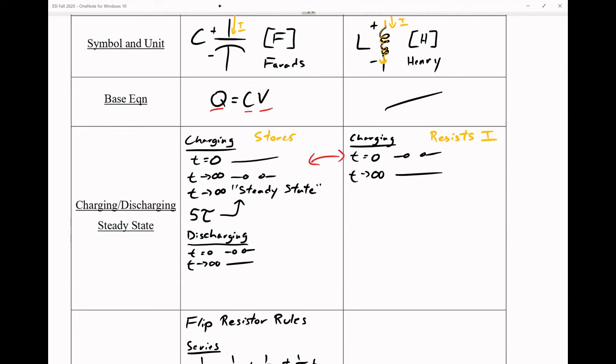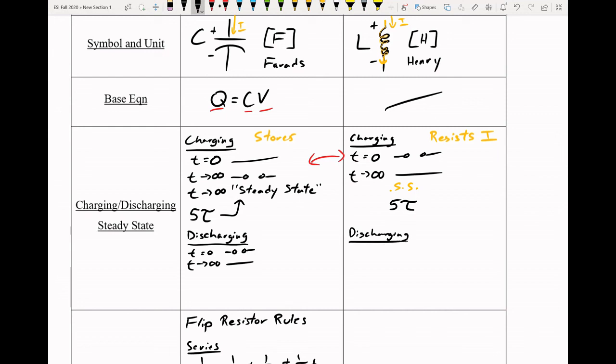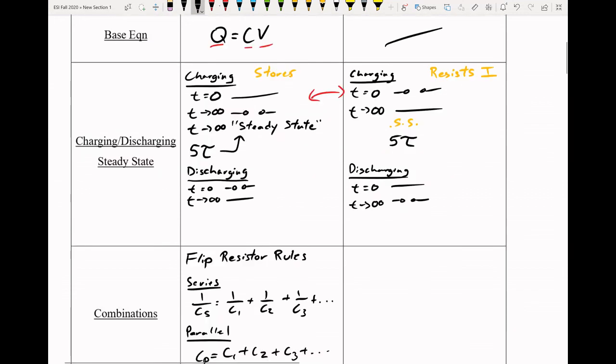And then, of course, just once again, this is modeled as steady state, which is also considered to be 5 tau. And then discharging, it's just going to be the opposite of what we had before. So if you can remember one, you can remember the others. It just takes a long time for these things to change how they interact in the circuit.